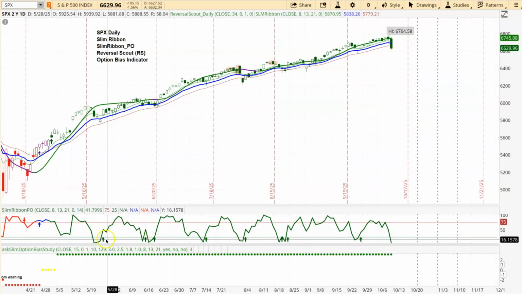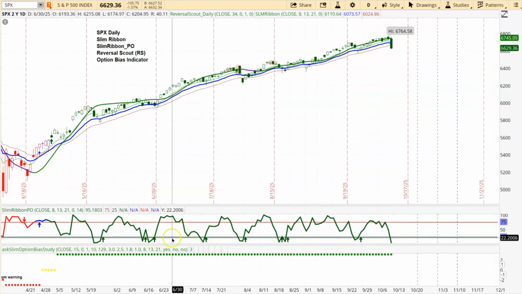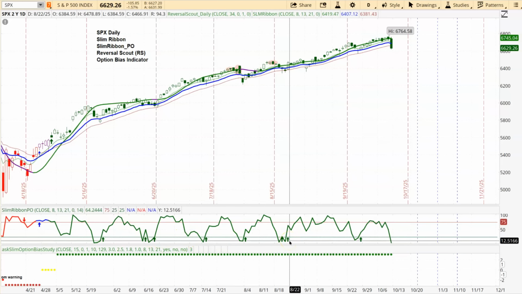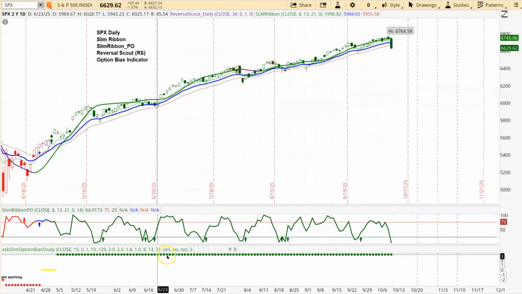Also, the slim ribbon PO on the bottom is giving you these upside arrows, which tells you about momentum resumptions on the upside. You can see how great it is. It really works. This is the option bias study on the bottom, which says to you, keep your option positions biased on the long side.